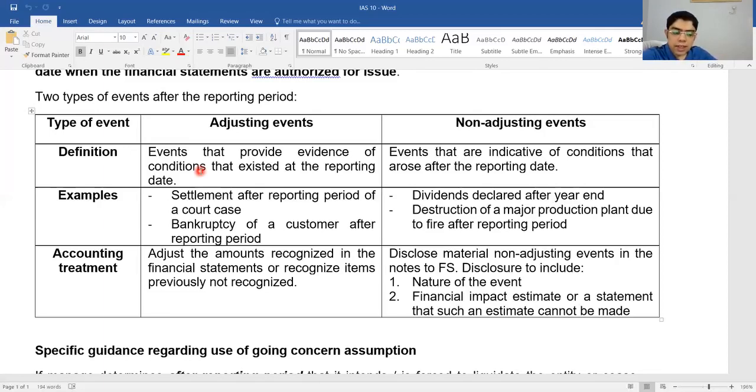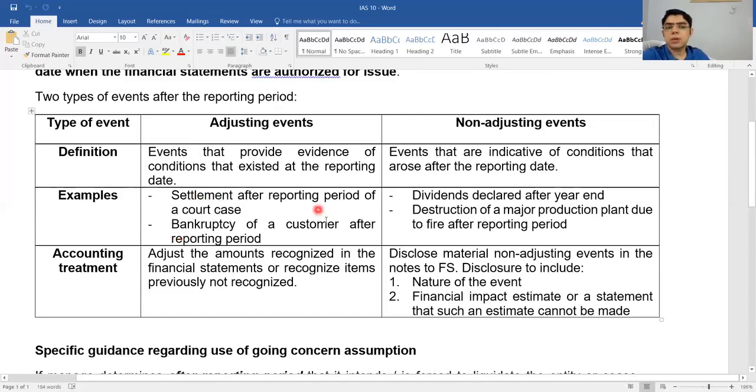So in that case, although the outcome of this litigation came after the year end, the same litigation existed at the reporting date as well. So it is only additional information which has confirmed or clarified certain things. So you would call it an adjusting event.